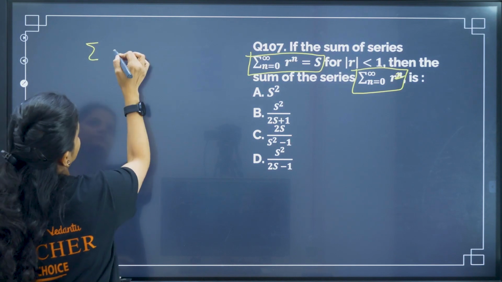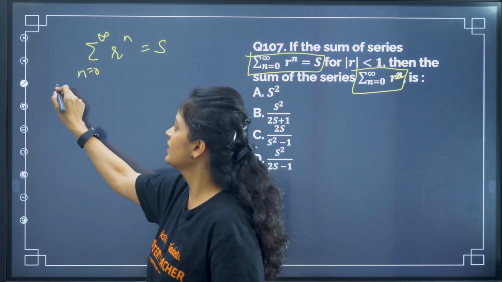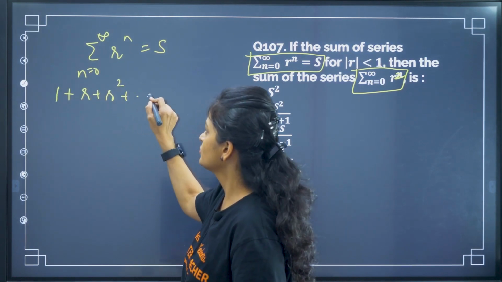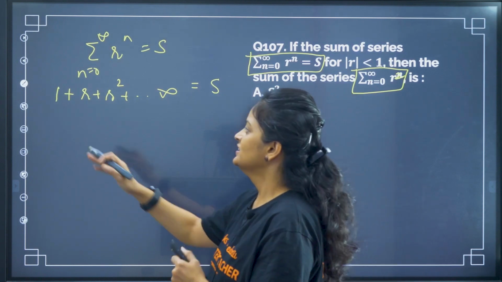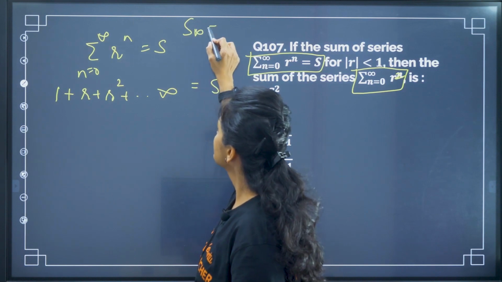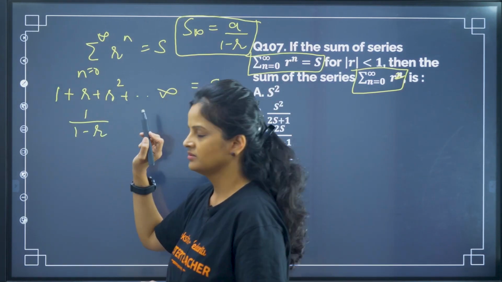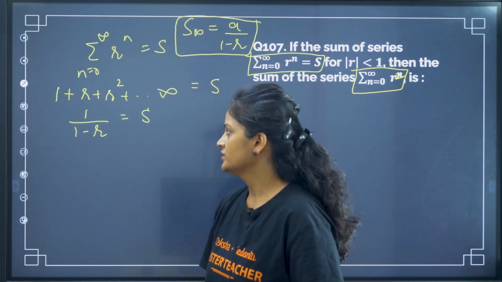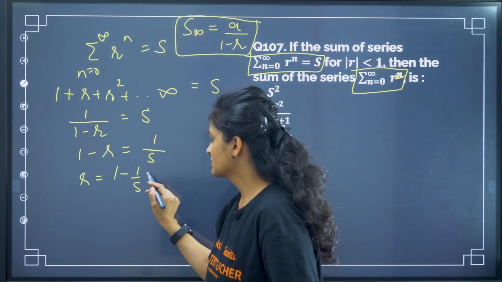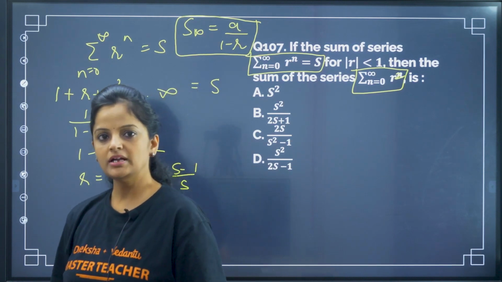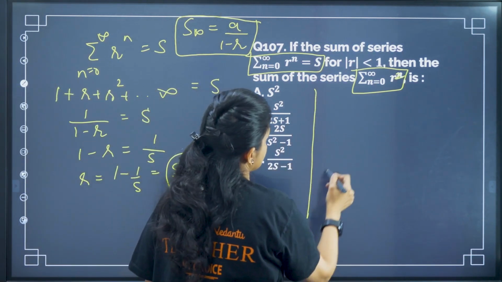Okay, one by one we'll take. This is what they have given. Right? So now go on giving the values for n. If n is 0, we are getting 1. If n is 1, we are getting r square, and so on till infinity. That is equal to s. In which series is it? Geometric progression. Right? S infinity formula is A divided by 1 minus R. Put this formula and you get 1 divided by 1 minus R, because ratio is R, is equal to s. Reciprocal, 1 minus R is equal to 1 by s, and R is equal to 1 minus 1 by s. So I have s minus 1 divided by s. Okay, keep that r value because all the options are in terms of s only. We need this. And go with the second sequence they have given here.